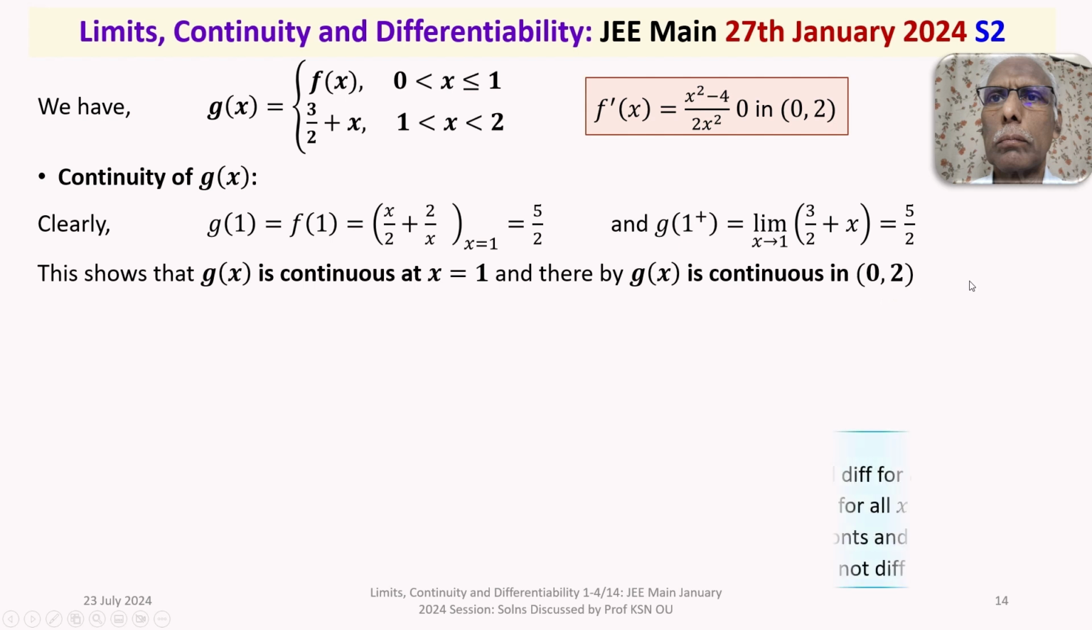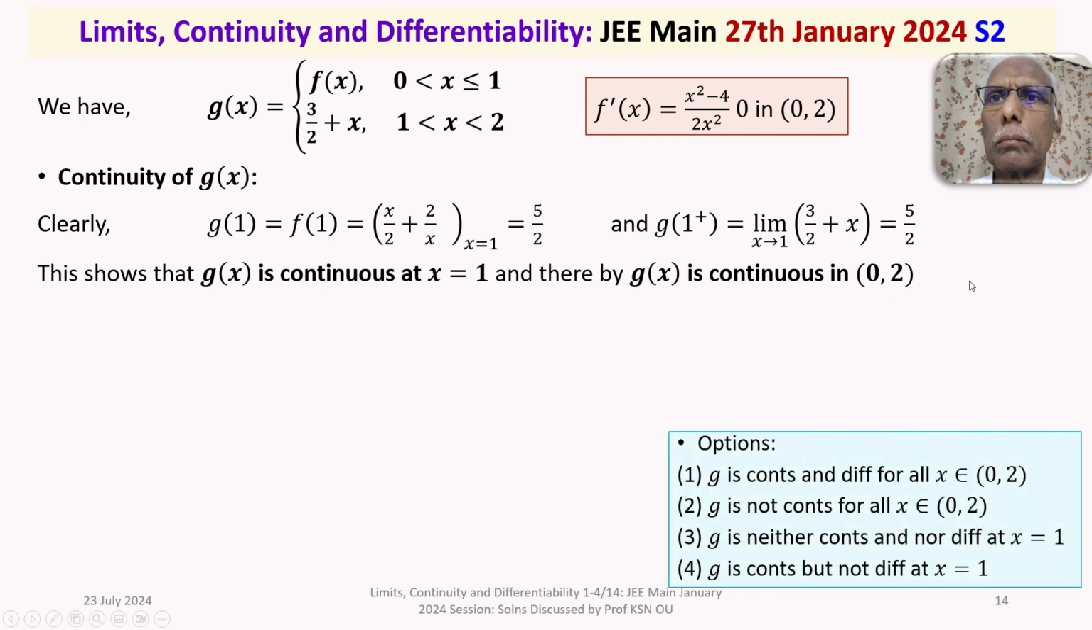Let's look at our options. In option 2, g is not continuous for all x in 0 to 2. But it is continuous on the whole of 0 to 2. Therefore, this is not true. And in option 3, g is neither continuous, it says. Therefore, this is also not true. So options 2 and 3 have gone. Now options 1 and 4 depend upon the discussion about differentiation.